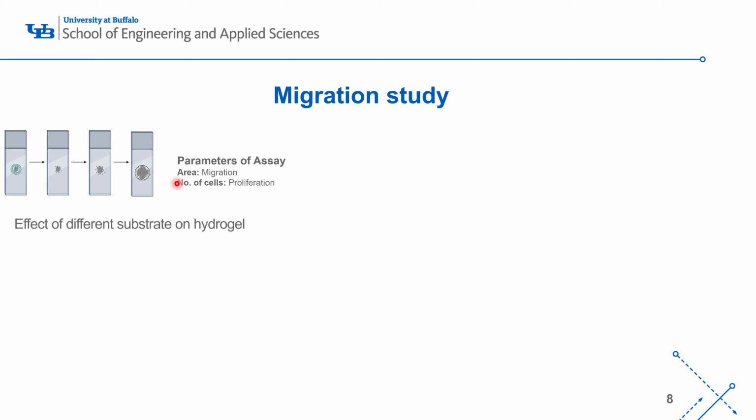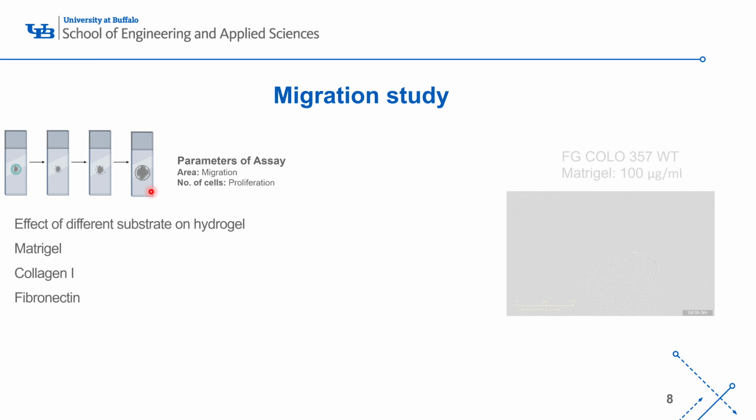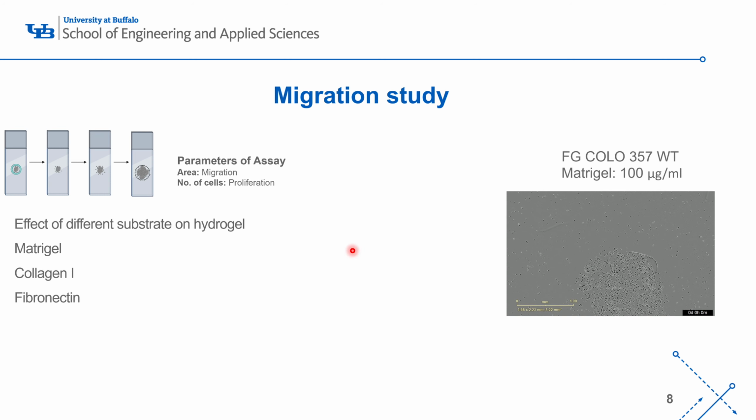Apart from migrations and proliferation, we will also check the impact of the substrate on the hydrogel. We used 3 different substrates: matrigel, collagen 1 and fibronectin. And this is one example where we do not see any migrations. That is when we used FG colo 357 cells and the material concentration is 100 microgram per ml.